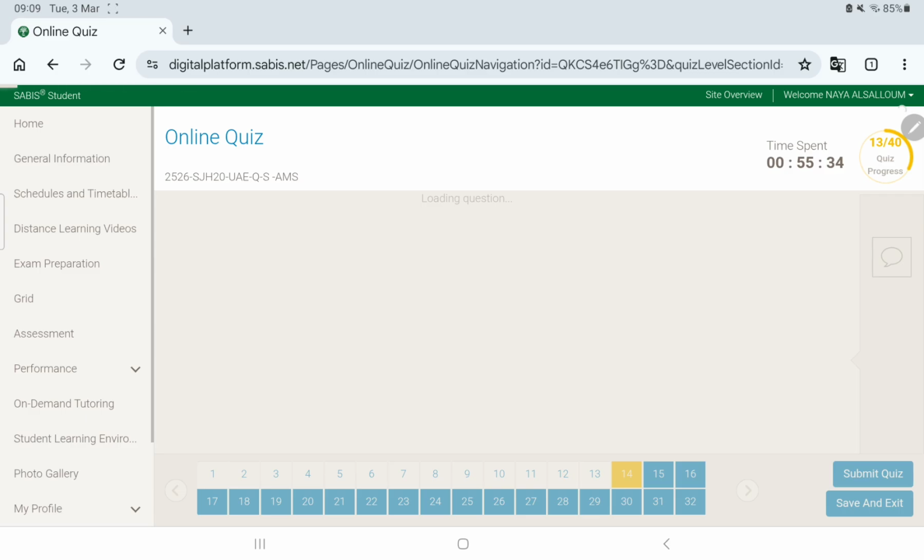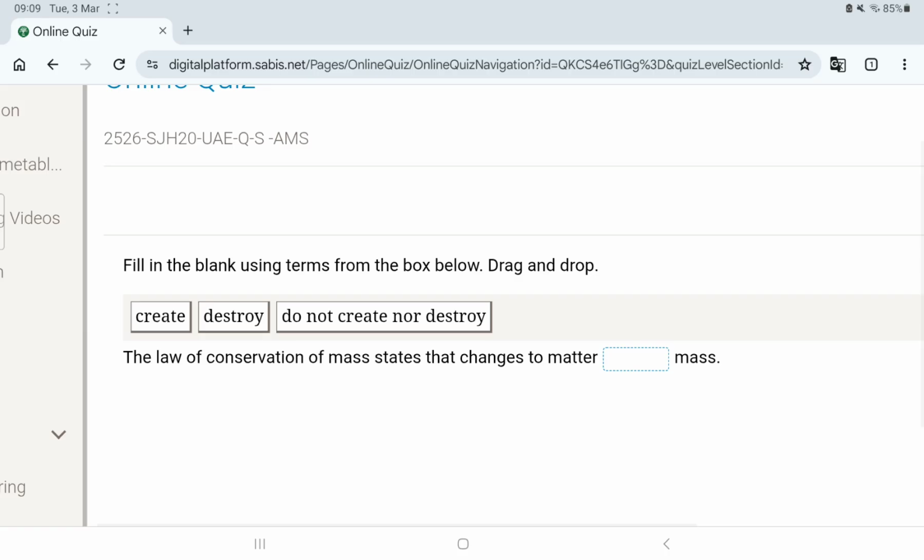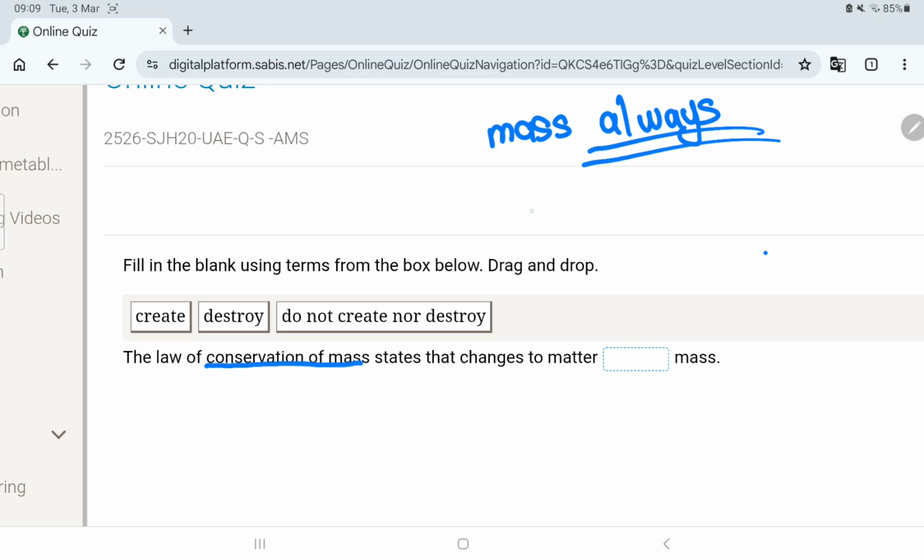Question 14. The law of conservation of mass states... So guys, here we move on to this one, the law of conservation of mass. This is what I need you to know. Mass always, absolutely always, stays the same.